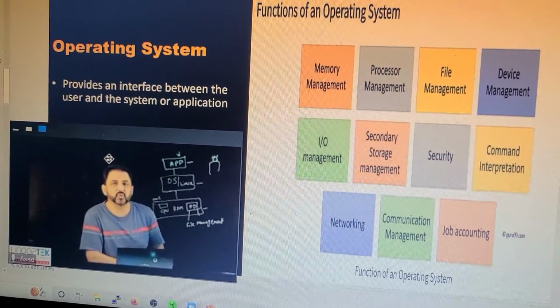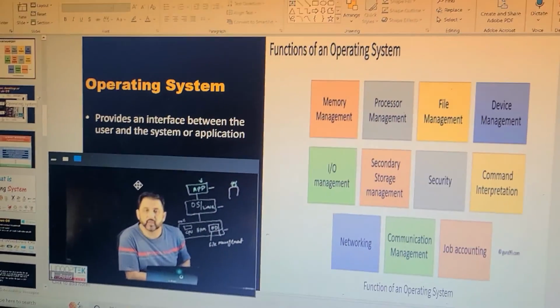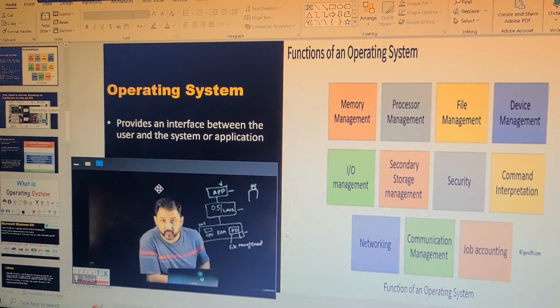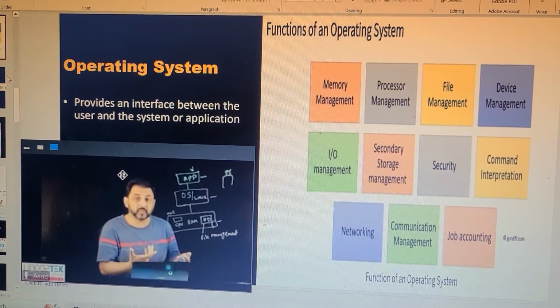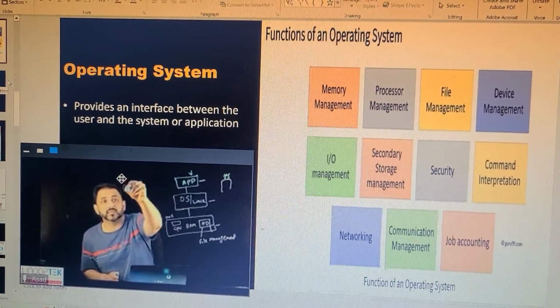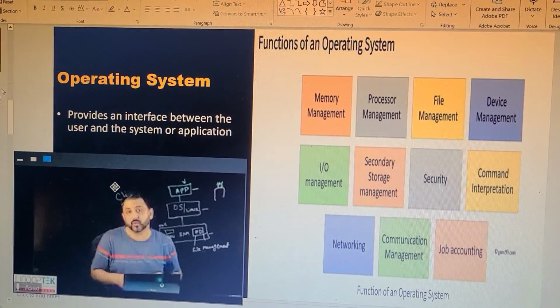Linux does have a graphical user interface, but you will not be using it. We will not even introduce you to the graphical user interface because we want to teach you something called the CLI, and that's what the interviewers ask you questions on.